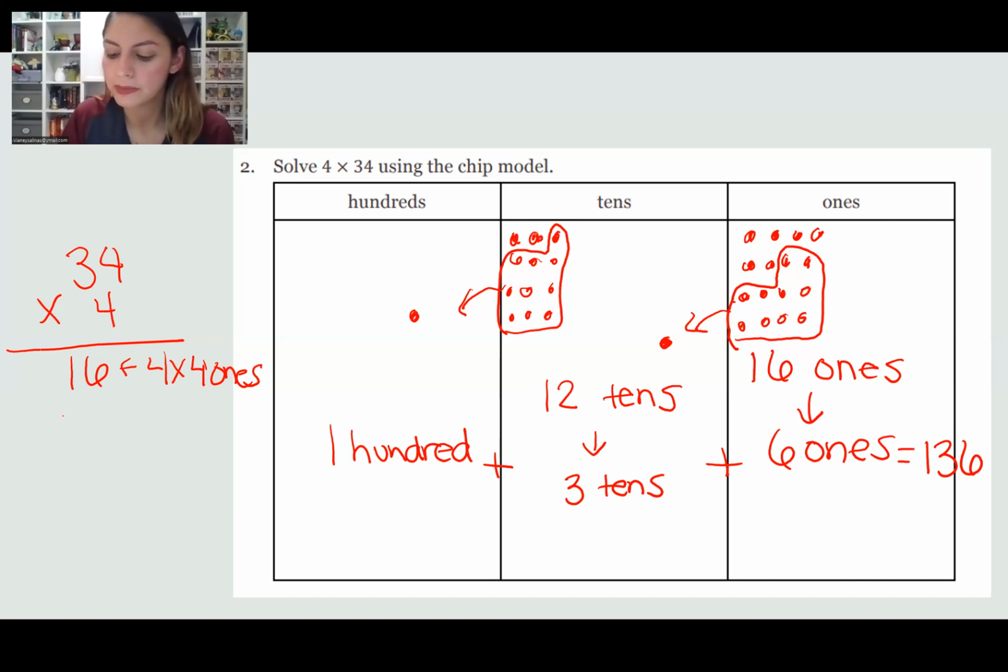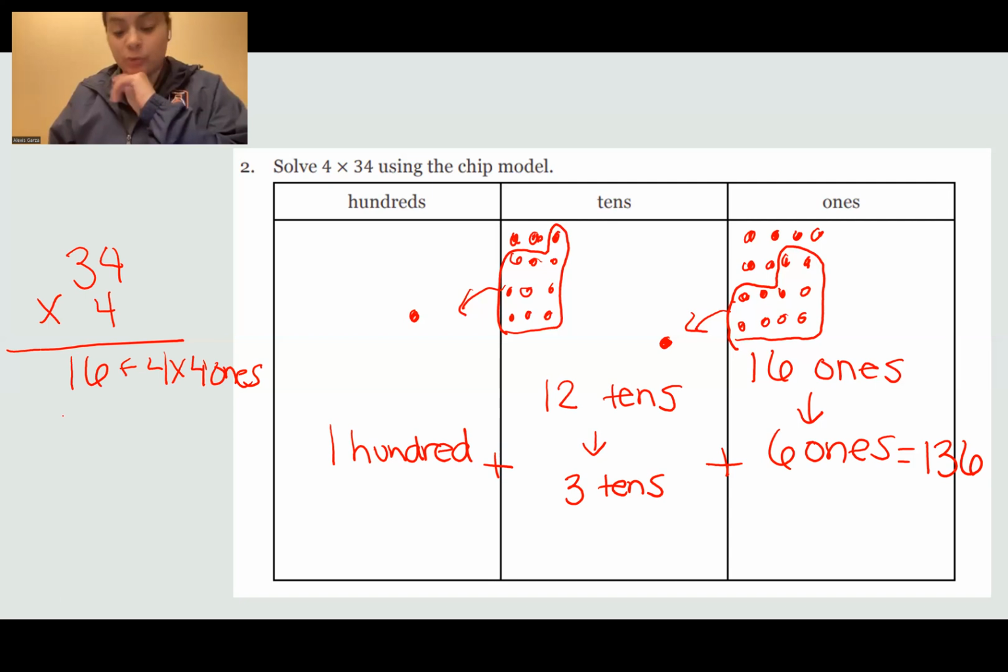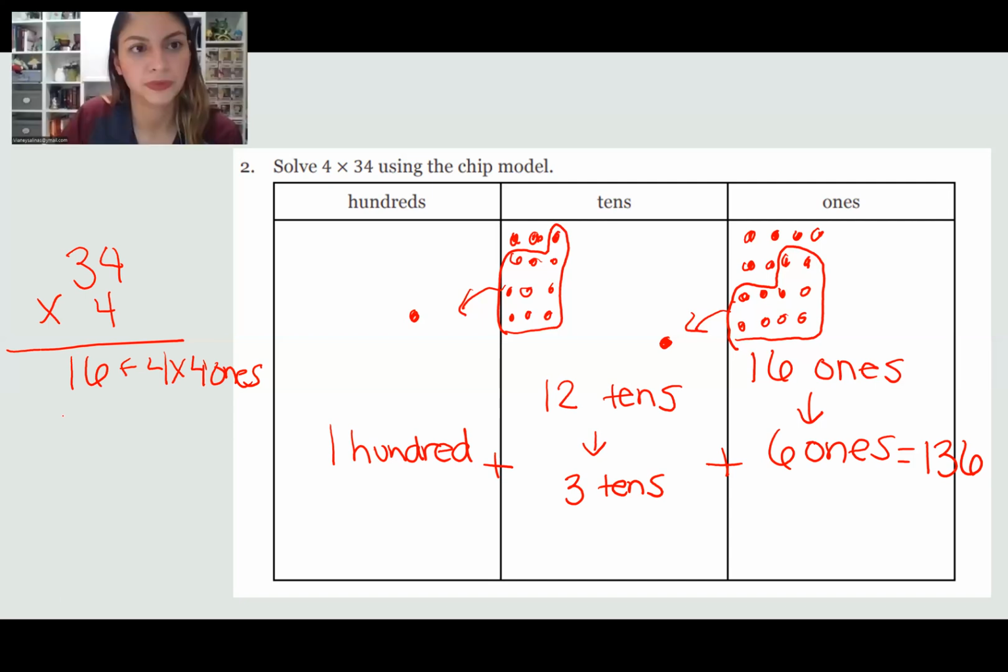Now we're going to multiply 4 times 3 tens. What was 4 times 3 tens when we originally did our place value chart? It gave us 12 tens, or 120. Great job. Yes, 12 tens, and we can represent that by putting 120. And we got that by multiplying 4 times 3 tens.